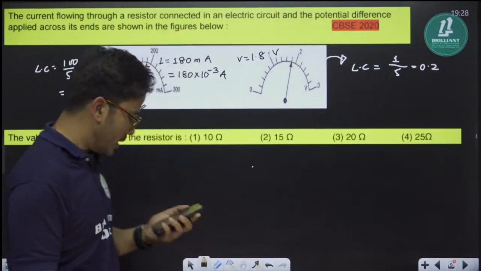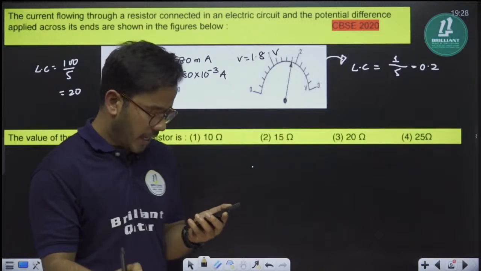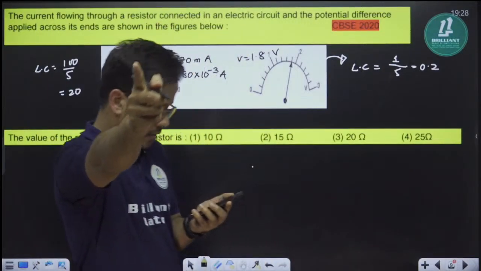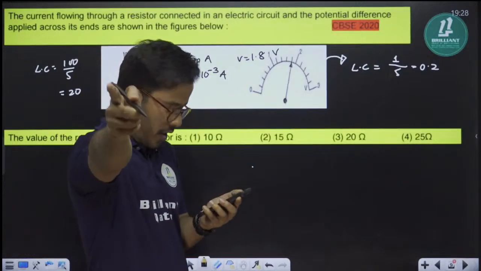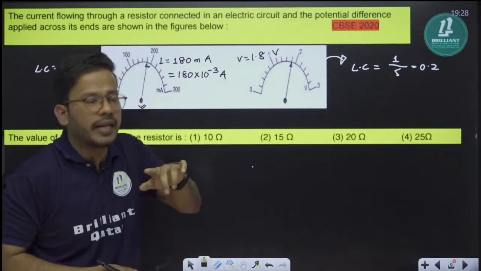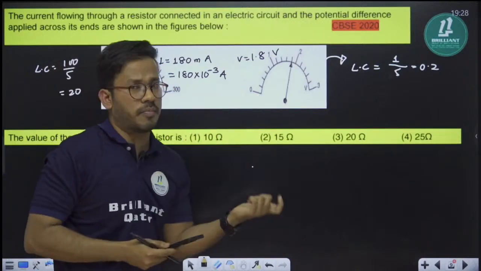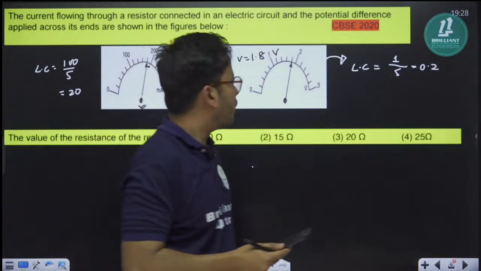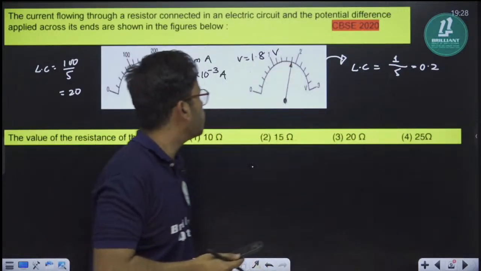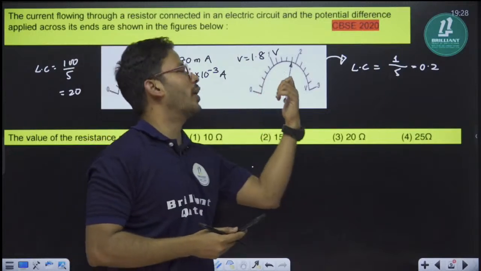Check this out once again. What I did, is that clear, guys? Thanks, Mridul. It is 0.2. So the I value is 180 milliampere, which I converted into 180 into 10 raised to the power minus 3 ampere. After that, I figured out the least count here, which I got as 0.2, and the potential difference is 1.8 volt.